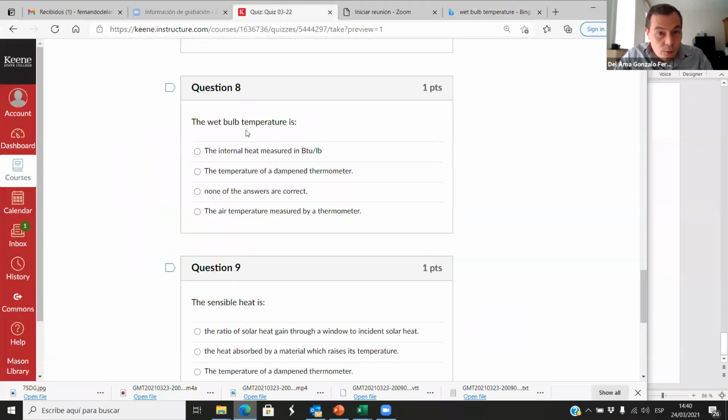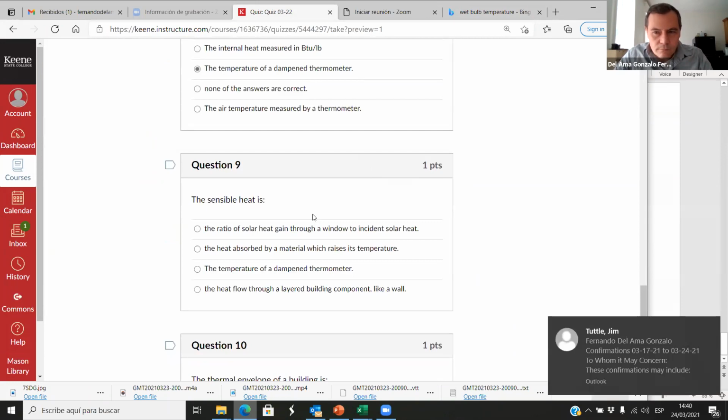So what is the question here? The wet bulb temperature is the internal heat measured in, no, the temperature of a dampened thermometer. Yes, so this is the air temperature measured by, no, it's the temperature of a damp, wet thermometer.